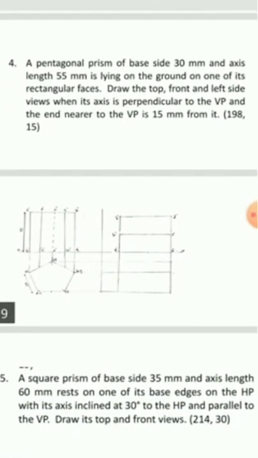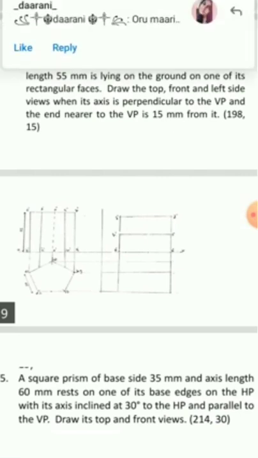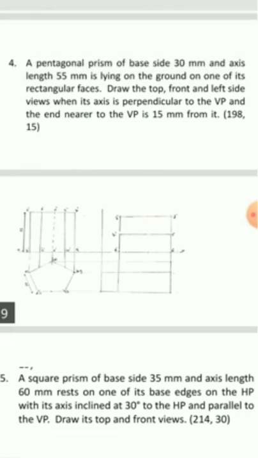Fourth question: a pentagonal prism of base side 30 mm and axis length 55 mm is lying on the ground on one of its rectangular faces. Draw the top, front and left views when its axis is perpendicular to VP and the end nearer to VP is 50 mm from it. It's a pentagonal prism. Both sides, top side and bottom side, will be a pentagon. Then mark the points ABC. From the top view you can see only a pentagon, so just mark it; there will be no O because it's not a pyramid, it's a prism.